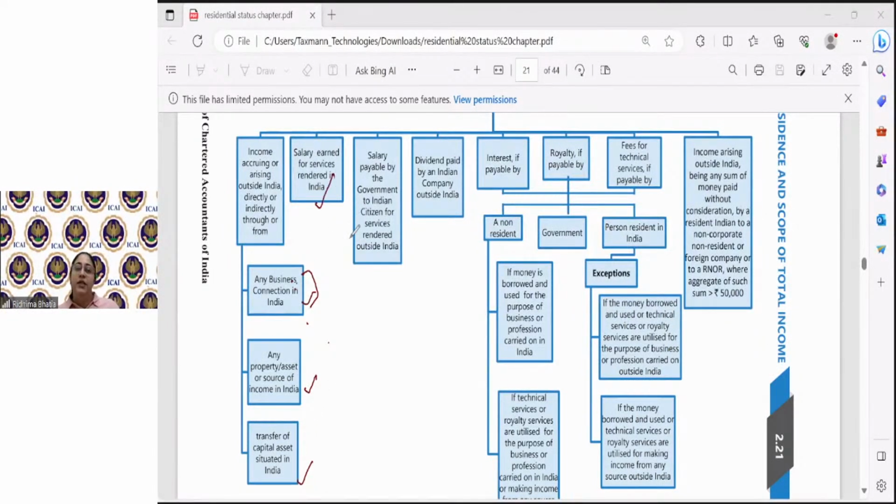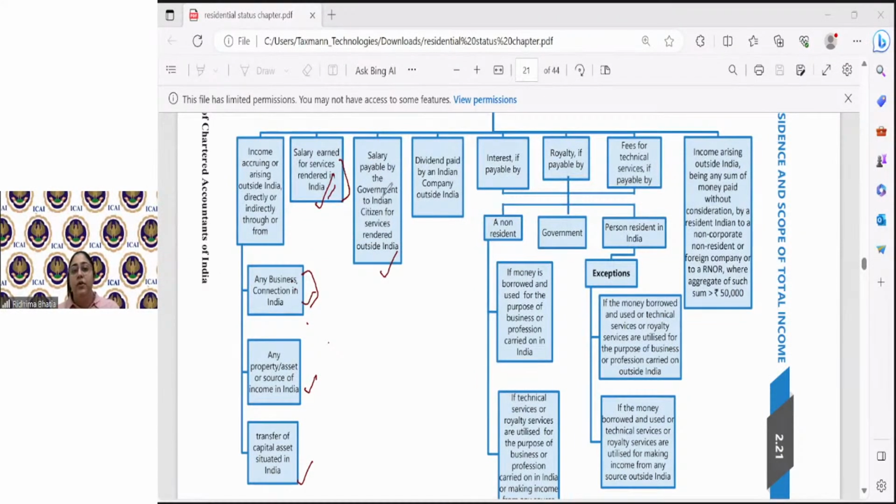Salary earned for services rendered in India would always be taxable in India if the services are rendered in India. So, for example, even if the employer is outside India, suppose a Japanese company is giving me salary, but I'm working for that particular period in India, that is, services are rendered in India, it would be taxable in India.